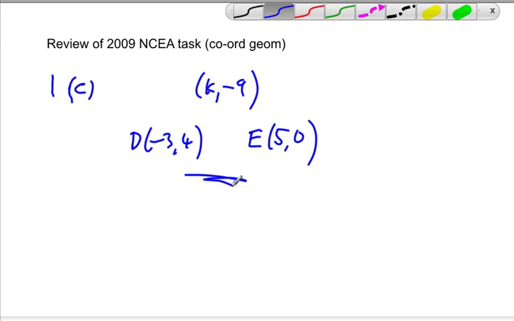That's not very hard. Rise over run. It goes from 4 upwards. And in fact, if we do y2 minus y1 just to be safe, y2 take away y1 is negative 4. x2 take away x1 is 8. We get negative 1/2. The gradient of DE is negative 1/2. Therefore, the gradient from (k, -9) to either of those must be negative 1/2 as well. So let's just choose. I'm going to choose E because it's got a 0 in it, which makes it easier.